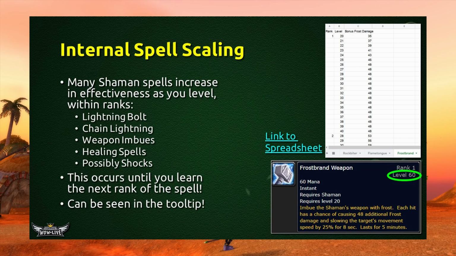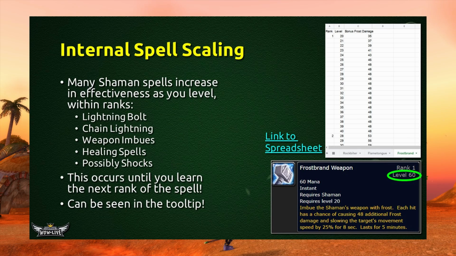This internal scaling occurs up until you receive the next rank. So for example, let's say rank 1 Earthshock, it'll keep accruing additional min and max damage range until you are at the level where you will receive Earthshock rank 2, and then it'll stop scaling. So this is an interesting thing. It keeps your spells more relevant as you level, and it really limits that stepwise nature that ranking has.